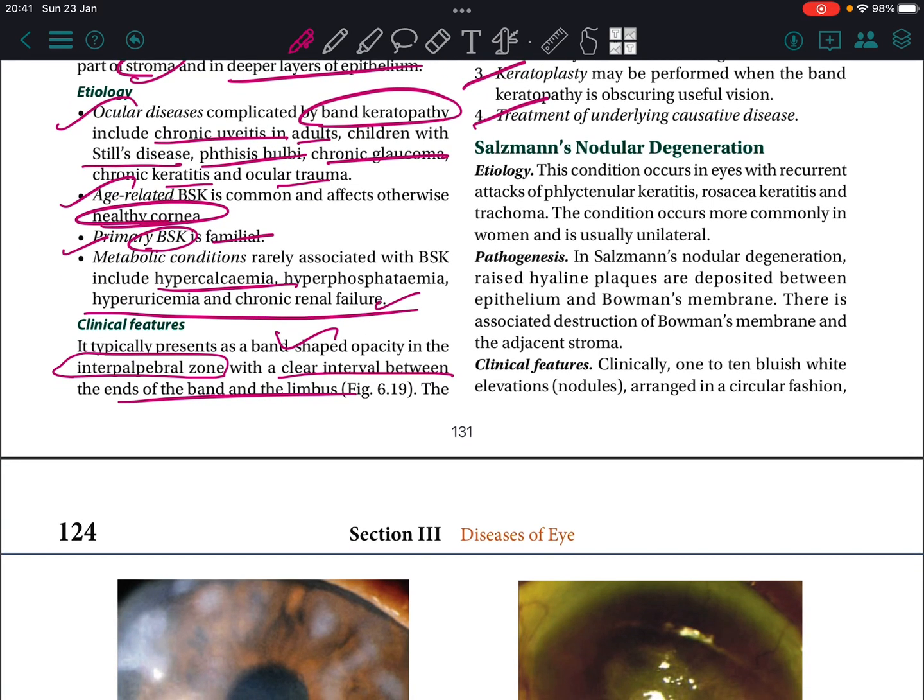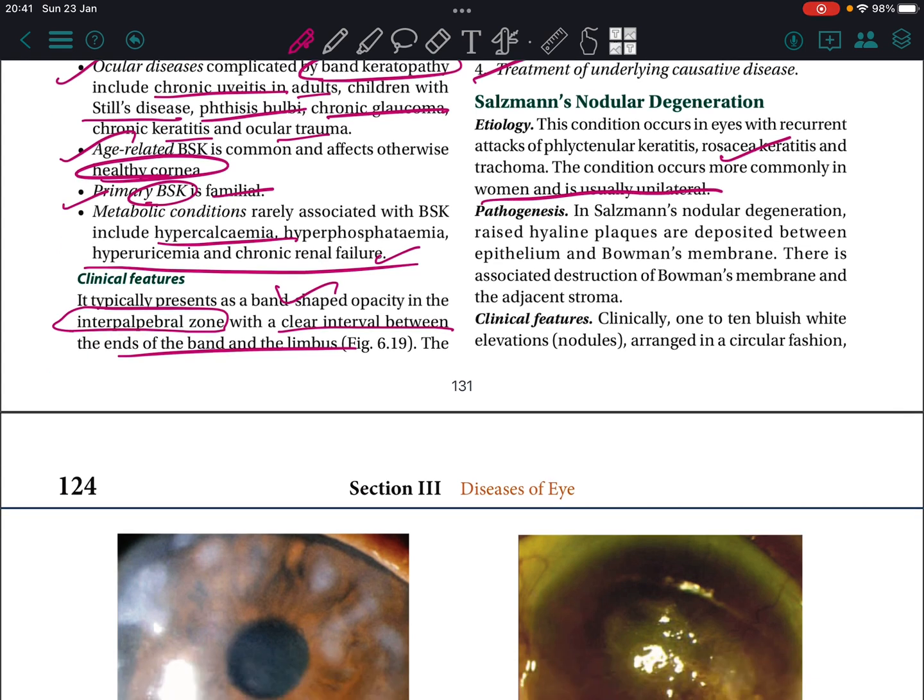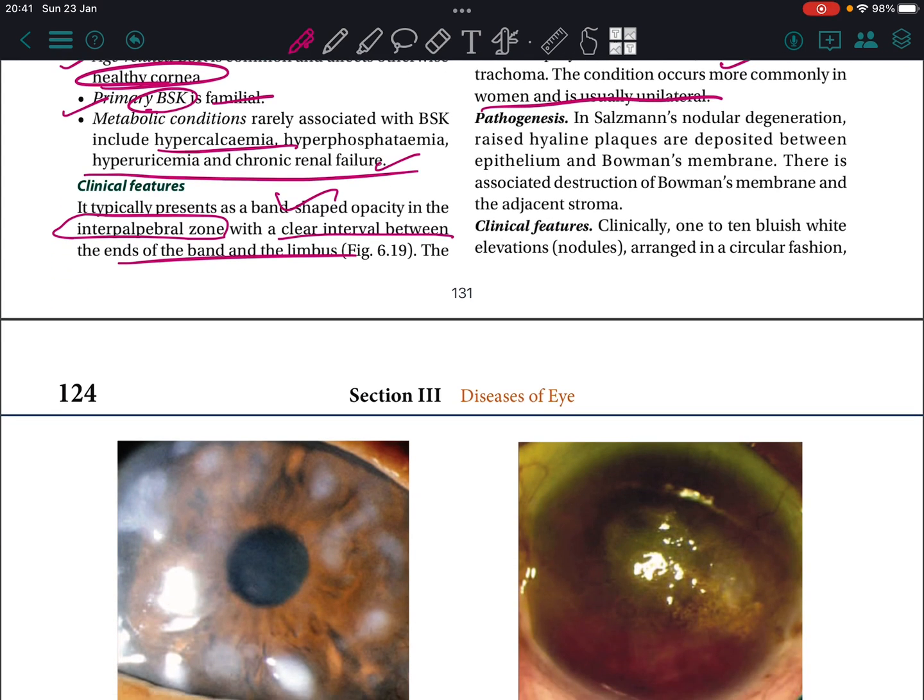Salzmann nodular degeneration. This condition occurs in eyes with recurrent attacks of phlyctenular keratitis and rosacea keratitis. The condition occurs more commonly in women and is usually unilateral. Pathology: raised hyaline plaques are deposited between the epithelium and Bowman's membrane. There is associated destruction of Bowman's membrane and adjacent stroma.